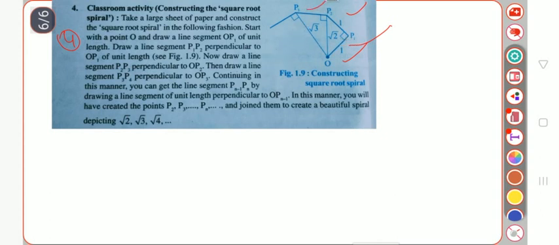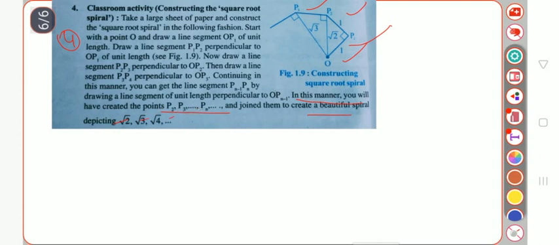This is P2 P3 of 1 unit. Okay, like this we have to continue and we have to represent. In this manner you will have created the points P2 P3 and join them to create a beautiful spiral depicting root 2, root 3, root 4.